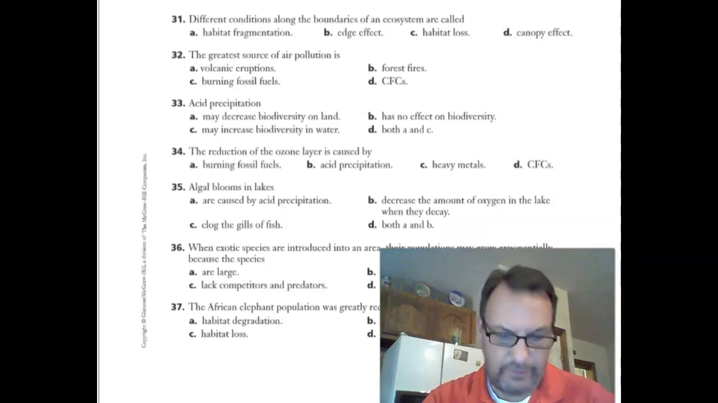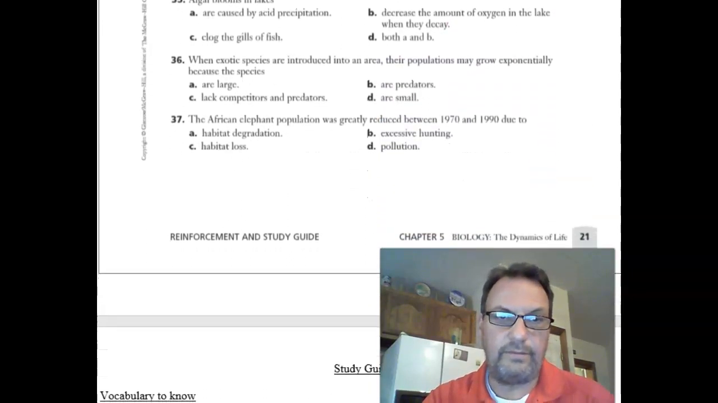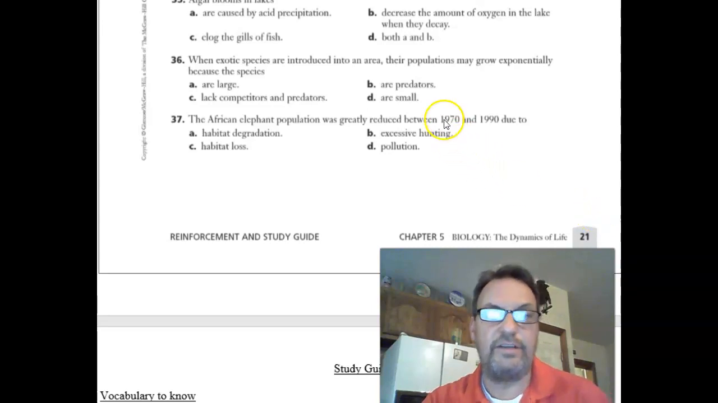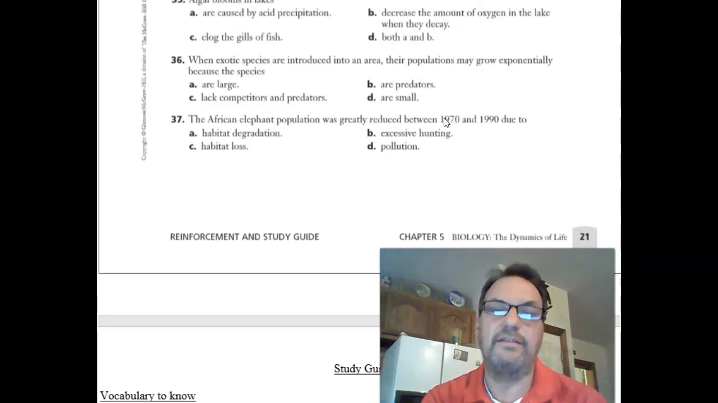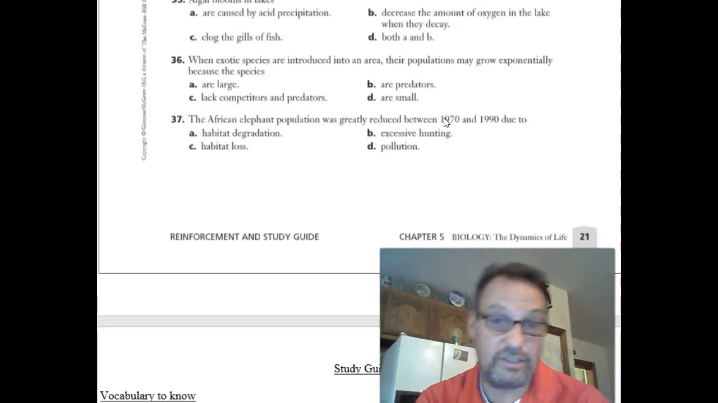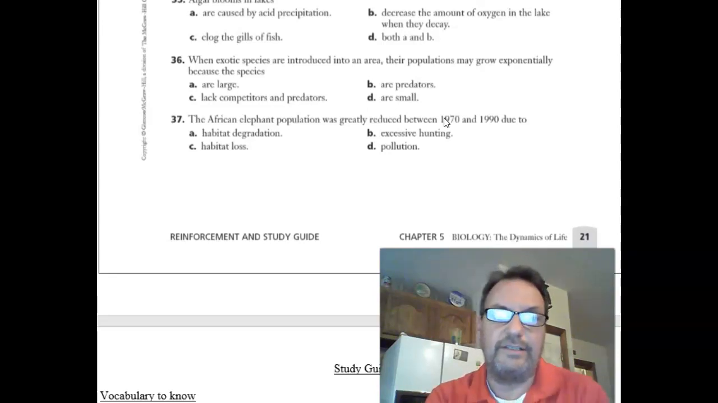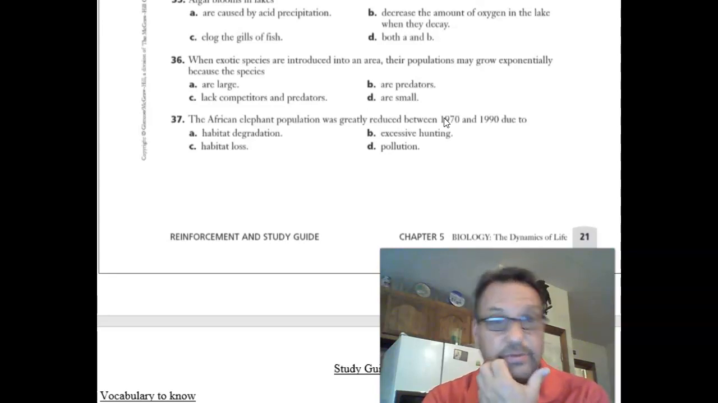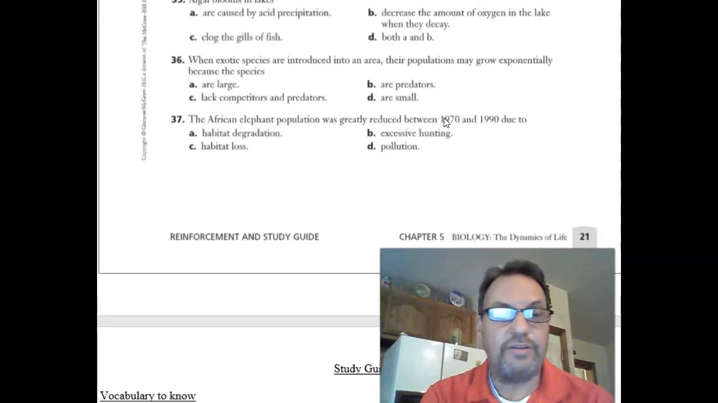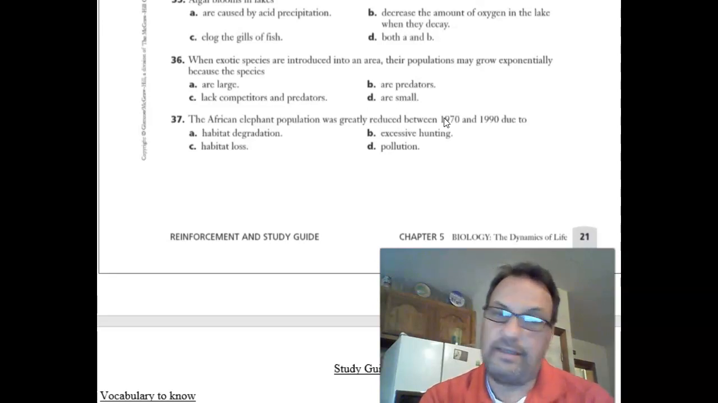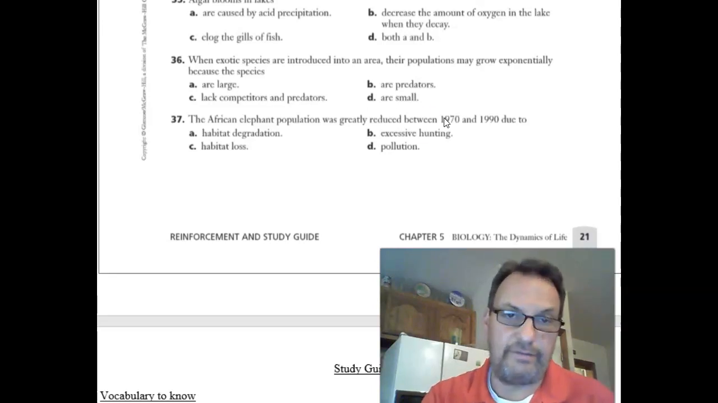And then the last couple of questions. When an exotic species is introduced into an area, their populations may grow exponentially because the species does what? Well, is it saying that the species is a large species? Well, not necessarily. Are they predators? Well, they may be. Are they small? Who knows? Or do they lack competitors and predators? And if something's new to the environment, perhaps they don't have predators or competitors for food.